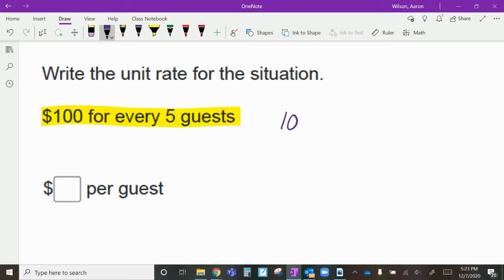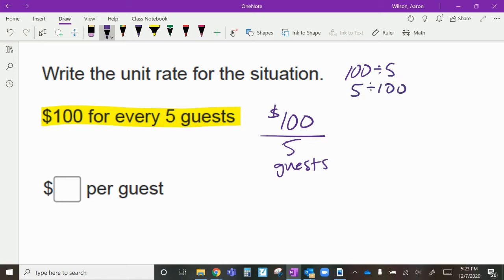So it happens to be $100 for every 5 guests, and I'm writing the labels on here because it's very important. Some people don't know whether the problem means to do 100 divided by 5, or 5 divided by 100. They get switched up. But if you always set this fraction equal to the other fraction, it's going to help you determine which way to divide. What I mean by that is over here it says blank dollars per guest.